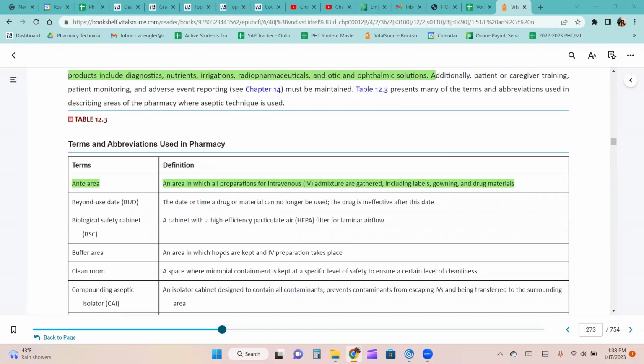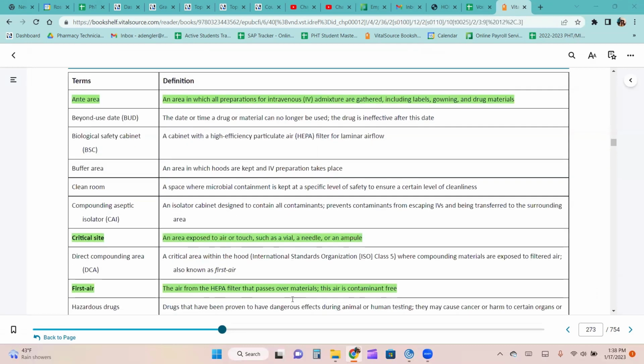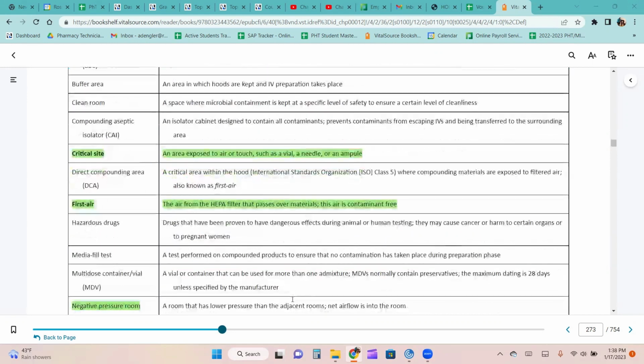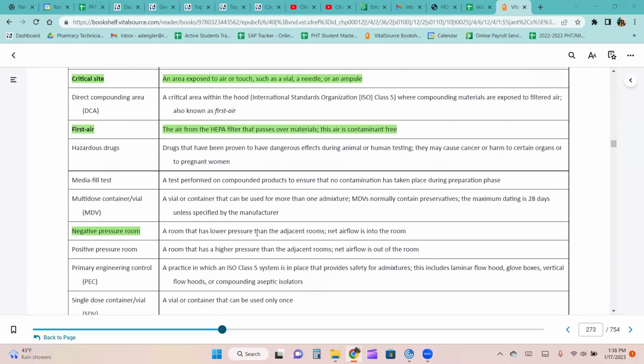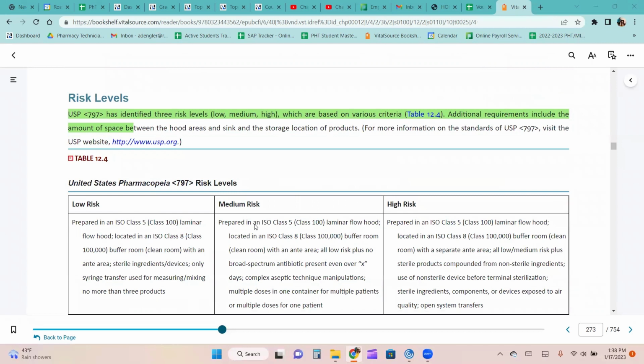So 12.3 shows terms and abbreviations used in the pharmacy. So, ante-area: an area in which all preparations for IV admixture are gathered, including labels, gowning, and drug materials. The critical site: an area exposed to air or touch, such as a vial or needle or an ampule. First air: the air from the HEPA filter that passes over materials. This air is contaminant free. And we'll go over the rest of them throughout the remaining parts of the chapter.